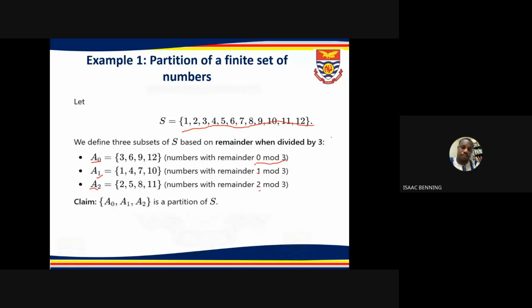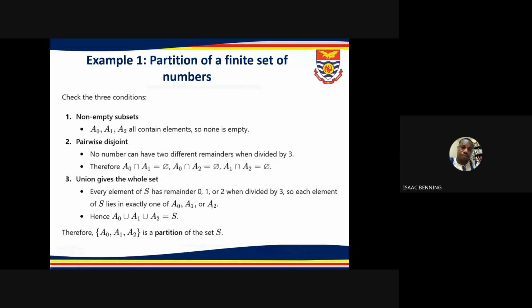So the question we are investigating is, can we claim that this set and this set and this set, that is sets A0, A1, A2, are a partition of set S? Can we claim that? Yes, sir. Yes, please. Why so? Sir, because when you sum them, they'll be equal to the universal set. Yes. So that's the meaning of what we mean by a partition of a set.